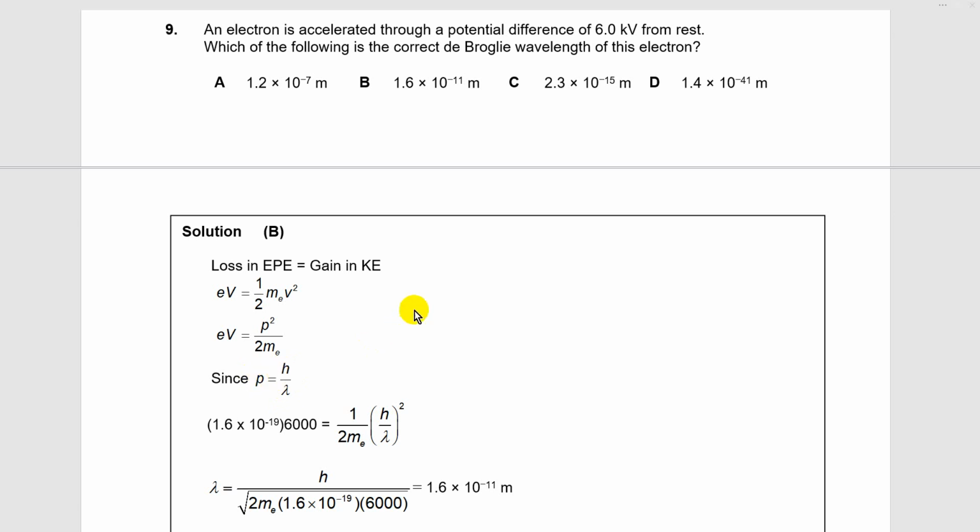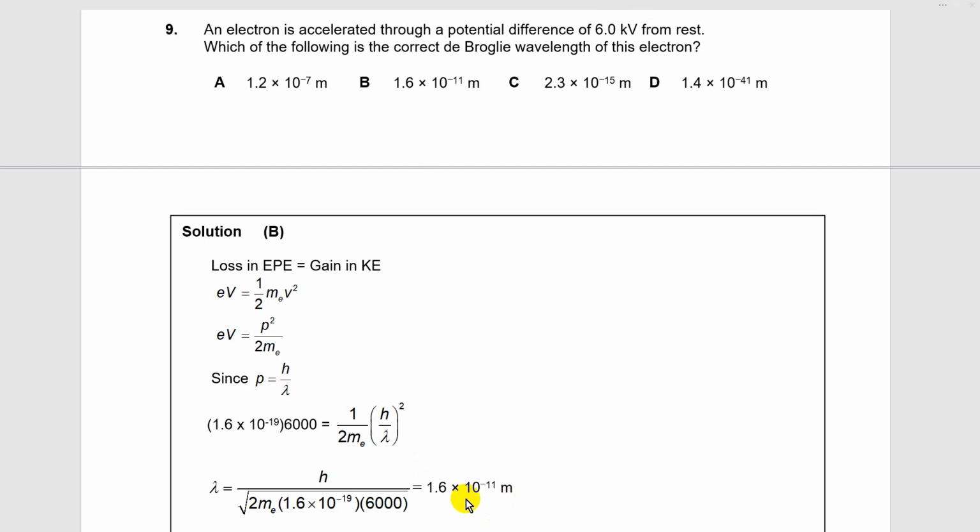Well, the electron's KE is gained from the loss in electric potential energy. So the first step is we equate the loss in electric potential energy, which is eV, the voltage, equal to half mv squared. From there you can find the speed of the electron. Then after that you can find the momentum as mv. Then you substitute mv into p. Then from there you can find the wavelength and you get the answer.